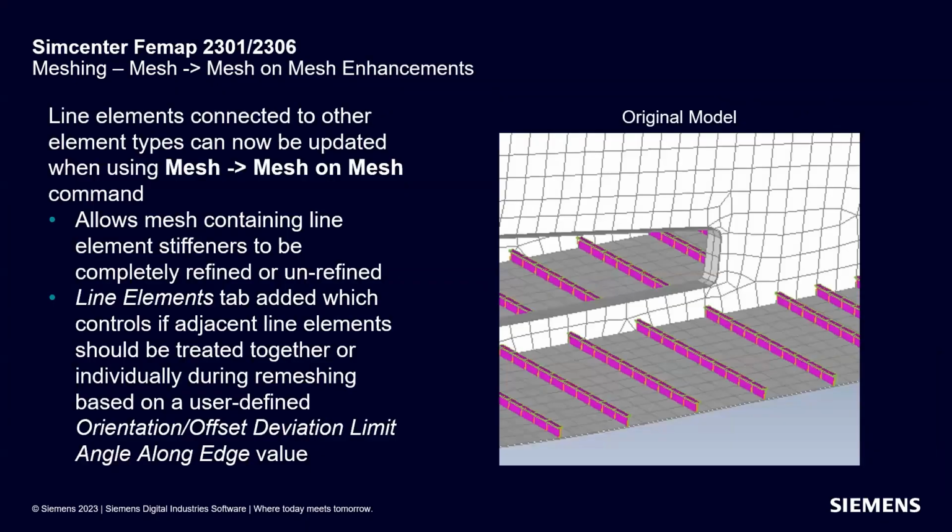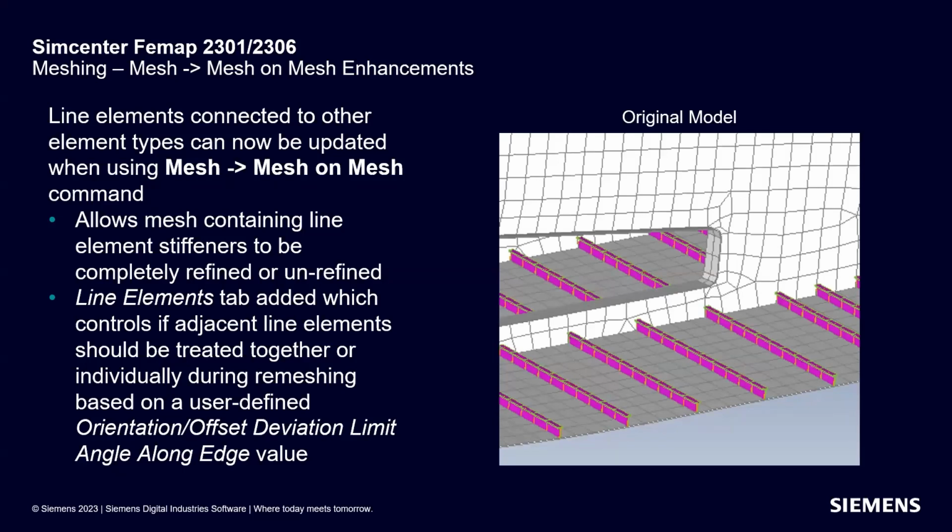Another one that we did in 2301, hopefully everybody's been using the mesh bodies and mesh on mesh commands. With mesh on mesh, if you had line element stiffeners, your line element stiffeners would not be refined. So we added the ability to update the line elements along with the shell elements that were being updated with the mesh on mesh command.